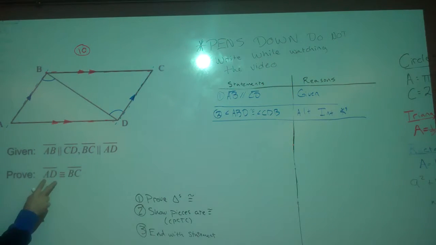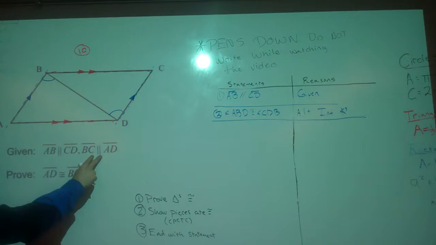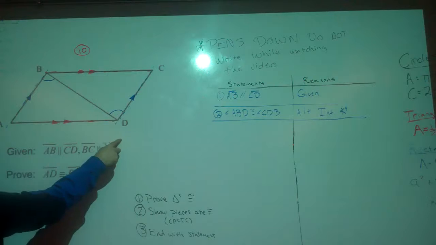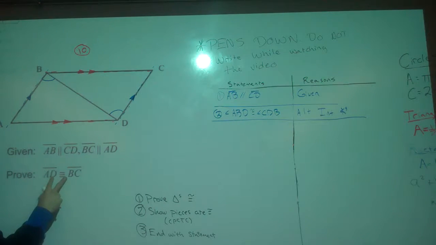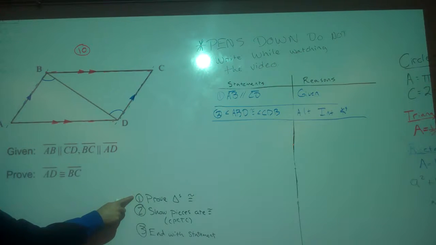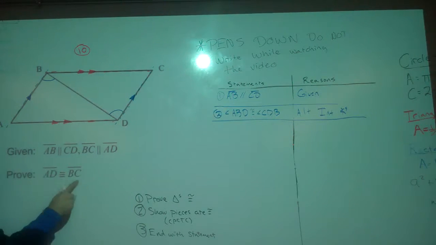Many students might try to say this because of this statement. Parallel lines only talk about congruent angles through alternate interior, alternate exterior, corresponding. They have nothing to do with congruent lines. I have to prove that triangles are congruent first in order to show that these pieces are the same.